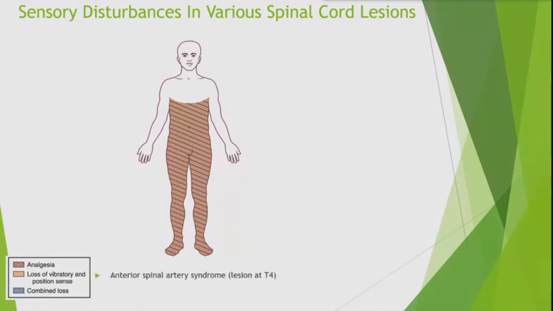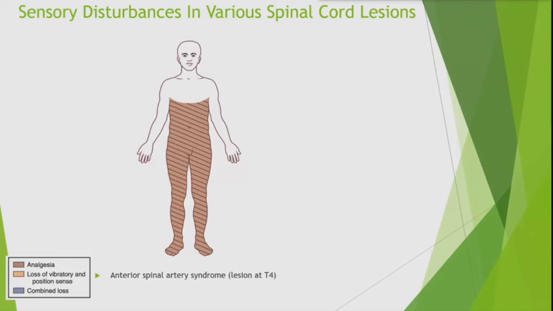Okay, so what are the findings in anterior spinal artery occlusion? See, there are 3 columns given below, and you can see the column shows some striations. That means this area is all lost for pain sensation and temperature, but touch and the posterior column are spared.